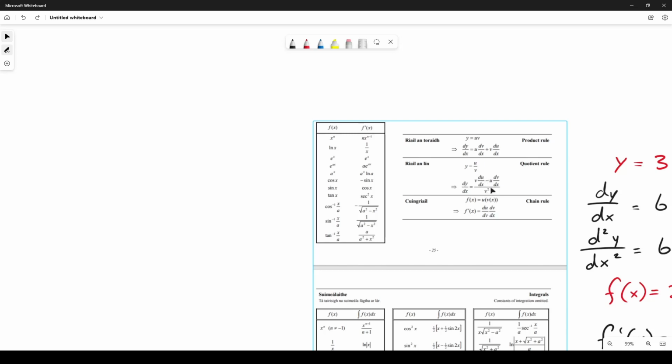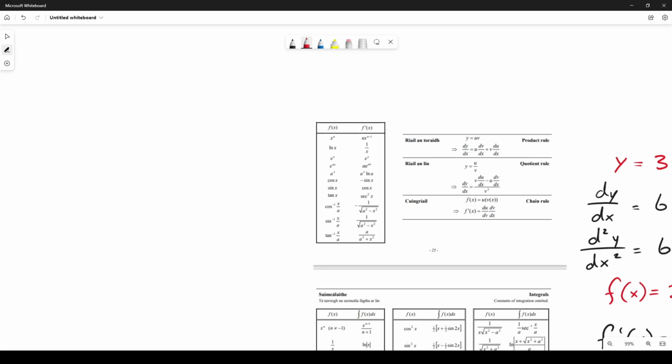Common practice in the actual Leaving Cert is that we don't square out the thing on the bottom. You just leave it as whatever v is, put it in a bracket and then just slap a squared after it, and you're considered to be done. It's tidier, and there's a chance that you could have things cancelling out.